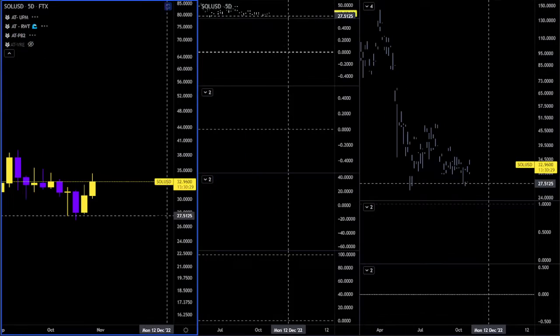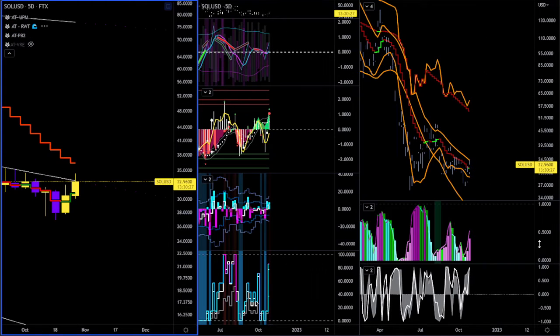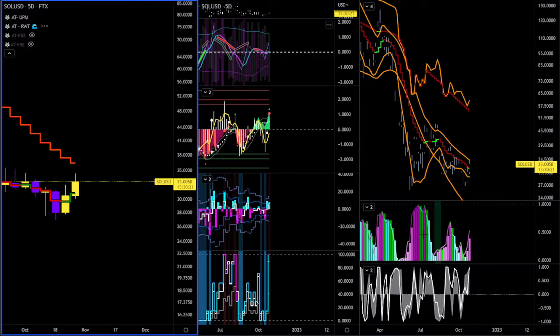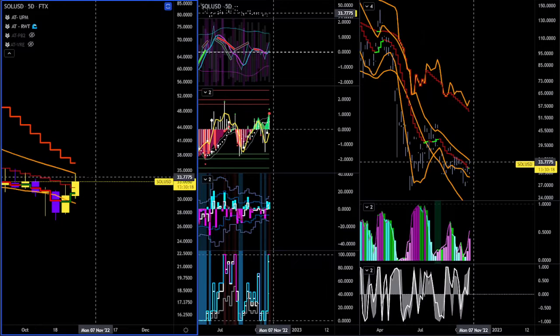Now we're going to look at 5-day. I like to make sure that the 5-day is on my side. So we have some expansion. We don't have PB cone on here. We don't have to have that on there. So we have expansion and volatility is in our favor.